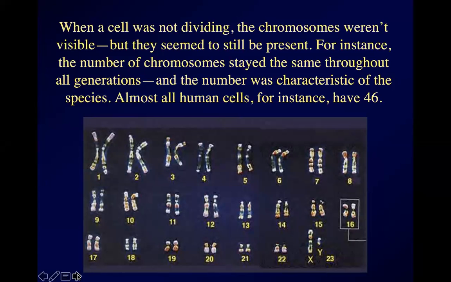And the same is true for other species. In horses, it's, I think, 64. In mice, it's 40. In fruit flies, it's 8. I don't remember a lot of other numbers, and it's really not important. It's just a number. But that number stays the same from one cell division to the next cell division.